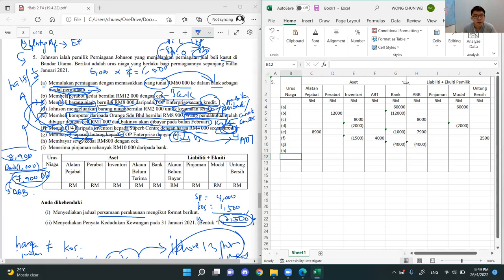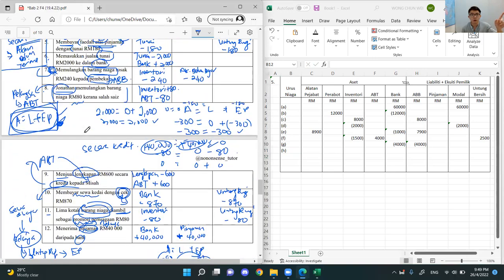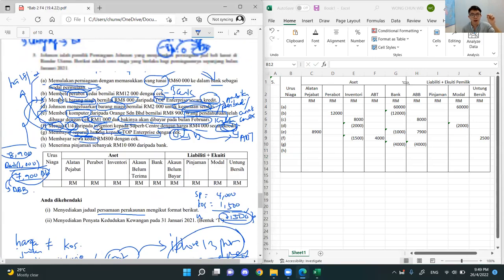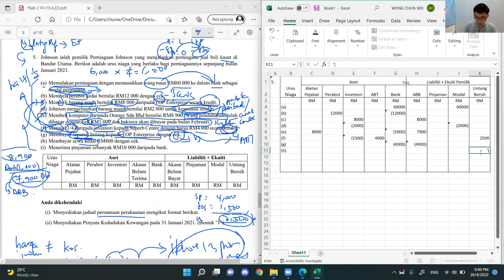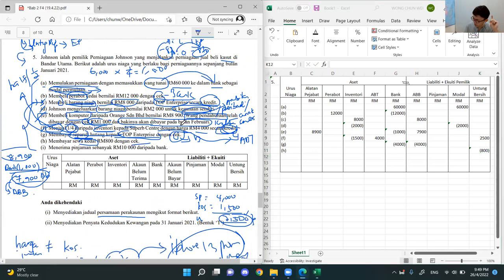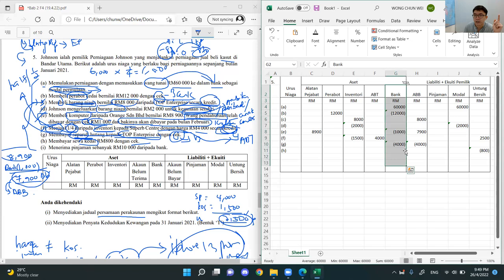H, paying shop rent. Just remember we did something similar in question 4 earlier. Right, so paying shop rent is rent paid. And rent is an expense. When it is an expense, it is minus from your net profit, 800 ringgit. And you pay with what? You pay with a cheque. Cheque, same thing. When you see a cheque, it must be in the bank. And the bank minus 800 ringgit. And you are done for H.